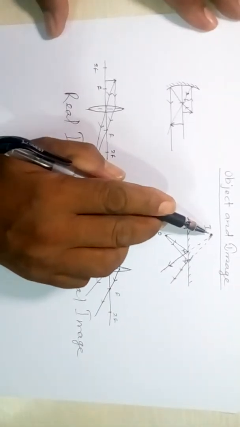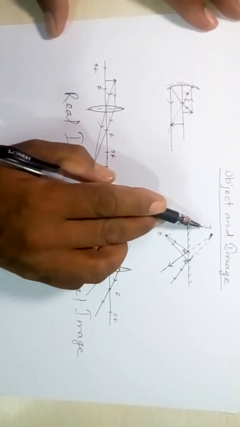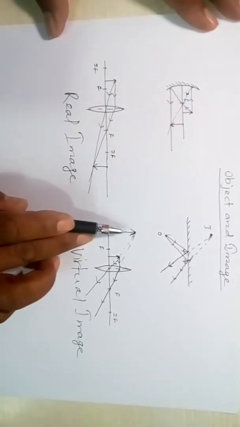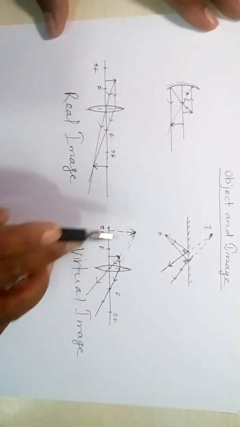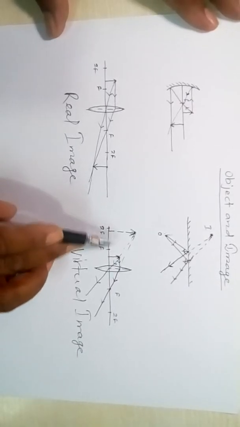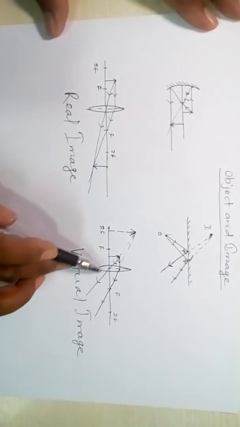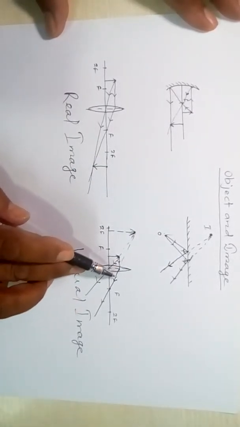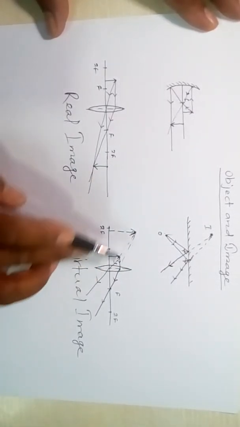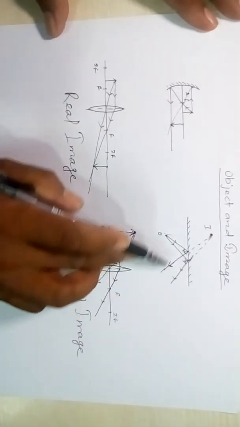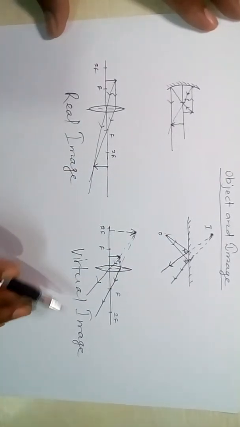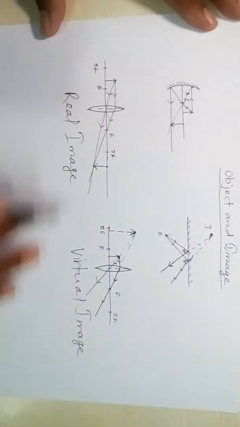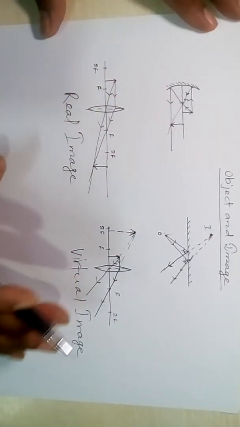But if a screen is taken at this place behind the mirror, we cannot get this image on the screen. In the same way, if a screen is placed at this place, we cannot get the image at this place, because really reflected light is not reaching up to the image. Here really refracted light is not reaching up to the image. Here really reflected light is not reaching up to the image. Thus, what I told you just now, this is the image forming principle.